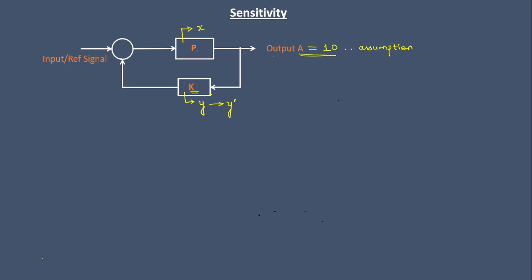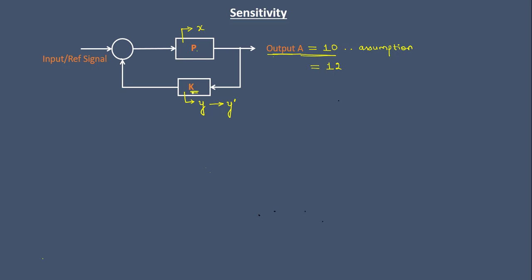Now since the feedback element K is no longer working at the specified value Y, the output value A will be no longer equal to 10. It can change to some other value. You can just consider some other value. You can say the value of A has changed from 10 to 12 due to the change in the feedback element value. So this means the output A is sensitive to the change in the feedback element K.